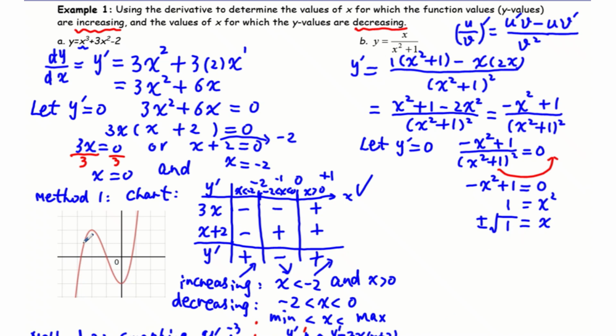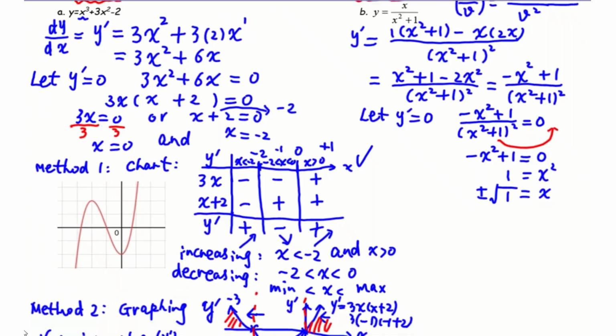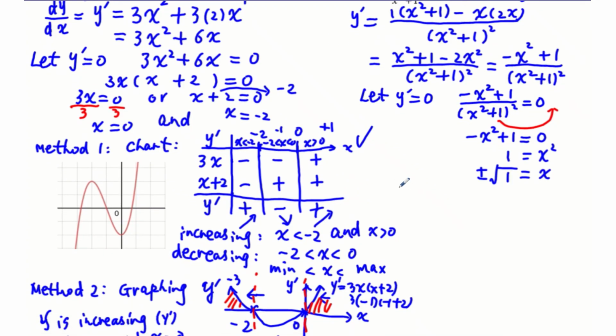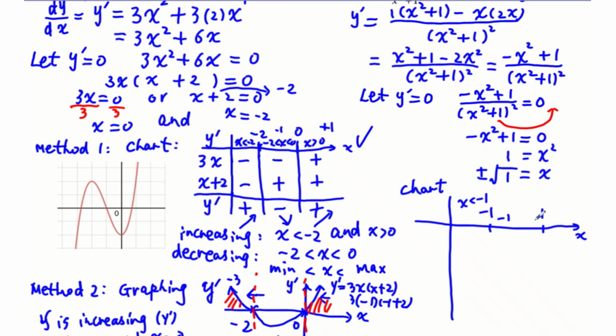And now we want to do the chart again. So how to draw the chart? This is the x-axis. We put the two zeros here: negative 1 and positive 1. On the left side is x less than negative 1. In between is minimum, maximum, x in between, less than. Then this part is x greater than 1.